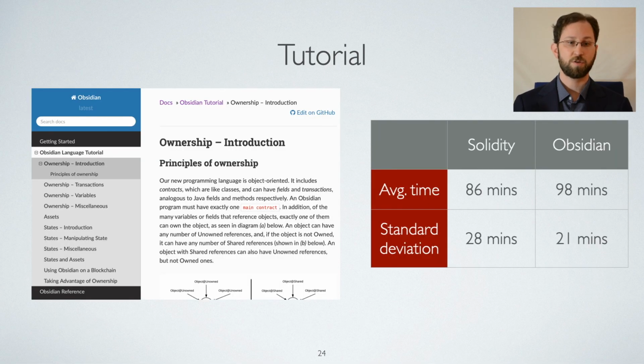So here's how the tutorial looked. In part, there was a document, and then there was an instrument that stepped through the document and gave them some practice writing some small Obsidian programs, or Solidity programs if they were assigned to that condition. You can see it took people roughly an hour and a half to complete the tutorial. There's a fairly large standard deviation. There's no significant difference between these two because the standard deviation is so large.